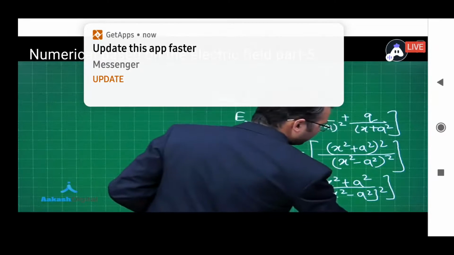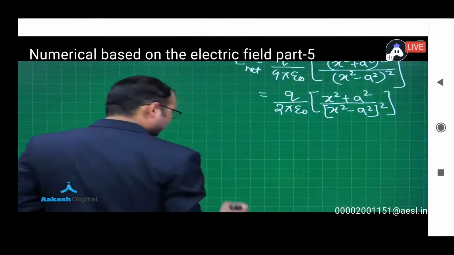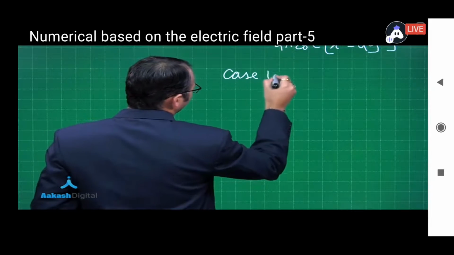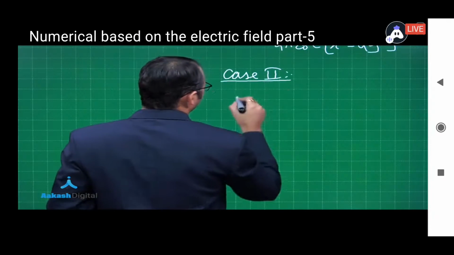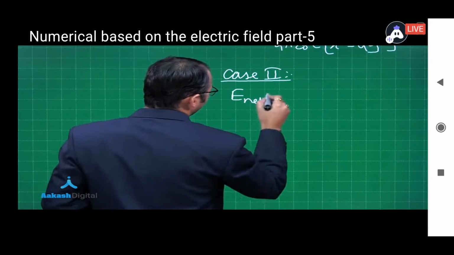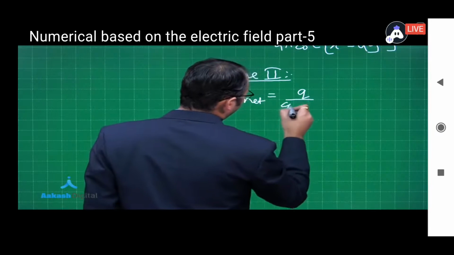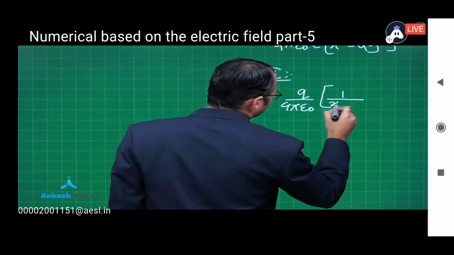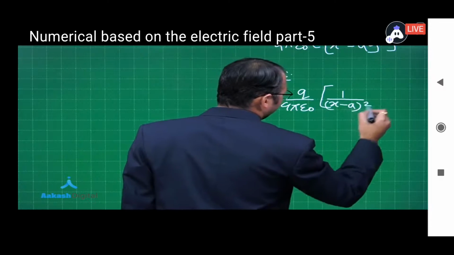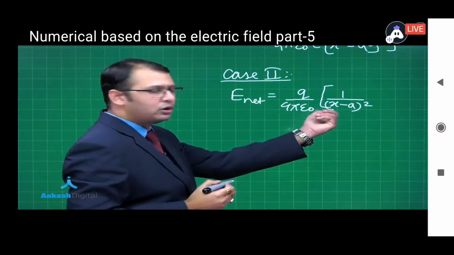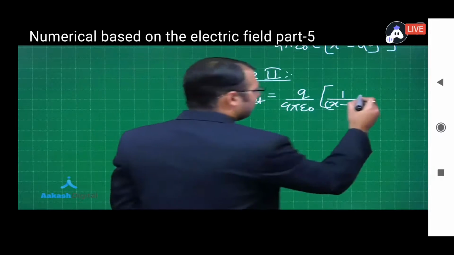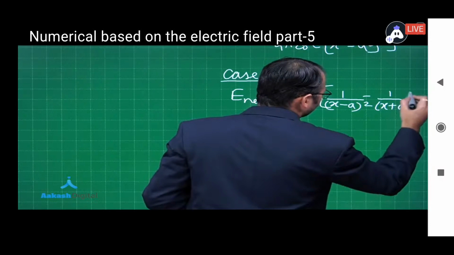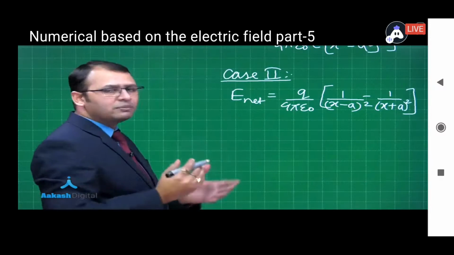Let me write that for you. So case 2, E net would be q by 4 pi epsilon naught, I am taking as common. So 1 upon (x minus a) whole square, because the denominator will be smaller, definitely the value will be higher, minus 1 upon (x plus a) whole square, because both the electric fields are opposite.